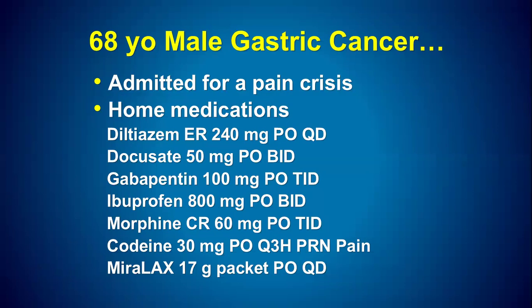Now coming to an example, it's a 68-year-old male with stomach cancer, admitted for pain crisis. Previous home medications were diltiazem, Docusate, gabapentin, ibuprofen, morphine CR, codeine, and Miralax. Miralax is basically your polyethylene glycol. So these were the medications that the patient was having. Next slide, please.